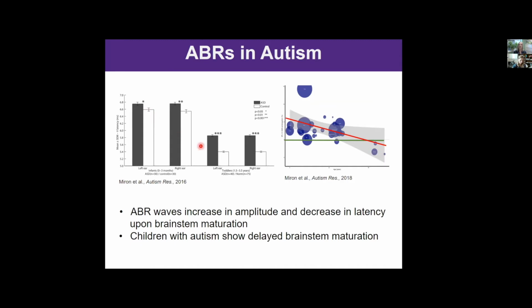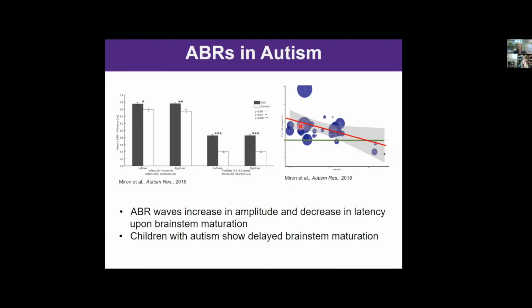As these kids mature, and these are kids now at 1.5 to 3.5 years of age, we can see that the latency decreased, so the auditory brainstem responses got faster, but much more so in the typically developing kids than in the children with autism. And on the right side, we see a meta-study.